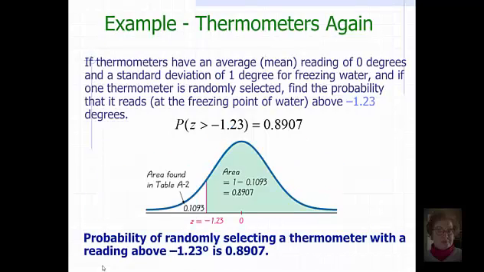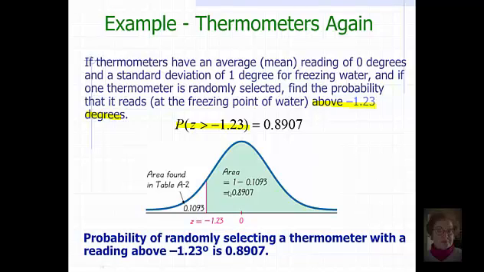Okay, now we're looking at another one. And again, it's the same scenario, but this time we want to know what's the probability that our thermometers will read above a negative 1.23 degrees. We're going to find that in the table. And what's going to happen here is, as we go forward, we need to adjust the table.